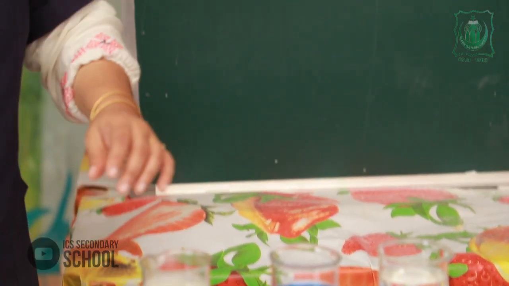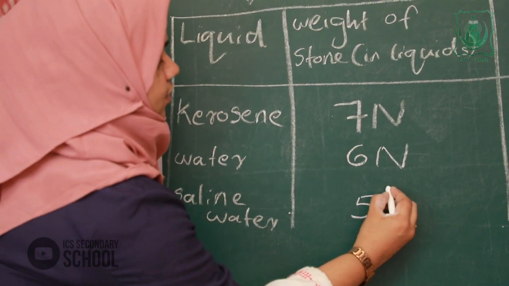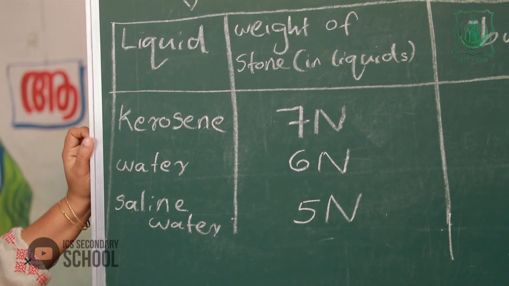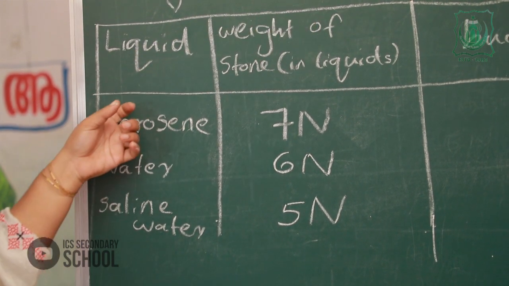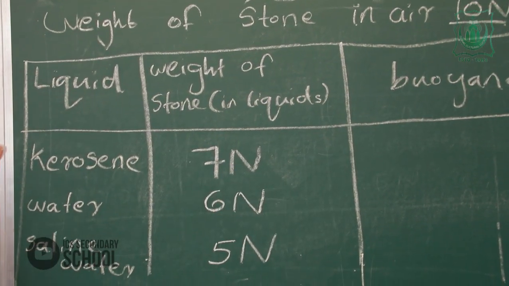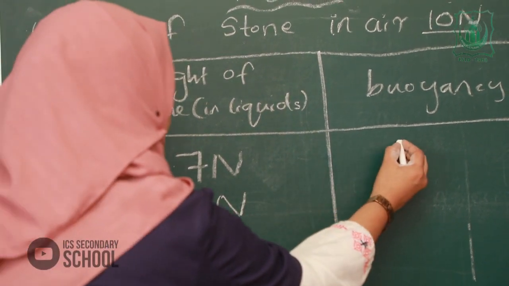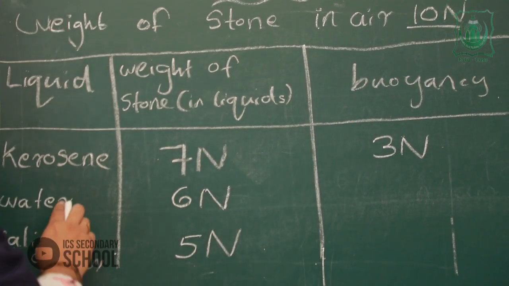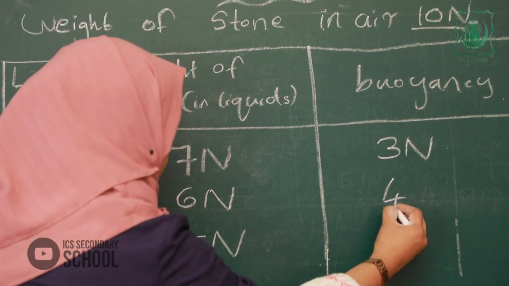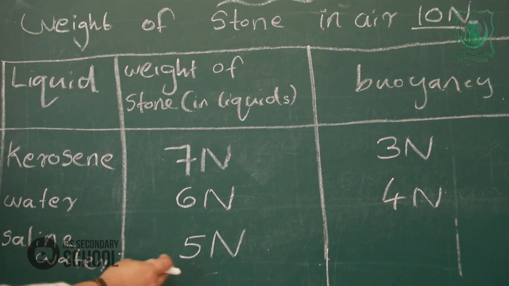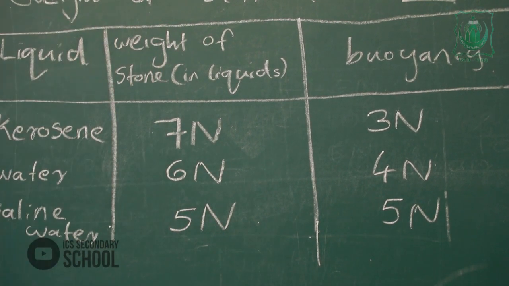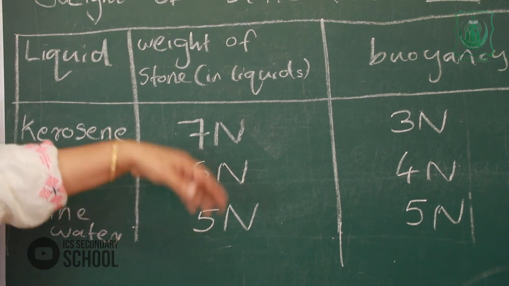So, how to calculate buoyancy? What do you get as the buoyancy of the stone in kerosene? Yes, 10 minus 7, that is 3 Newton. What is the next? 10 minus 6, 4 Newton. Then 10 minus 5, 5 Newton. All of you get these answers: 3 Newton, 4 Newton and 5 Newton.